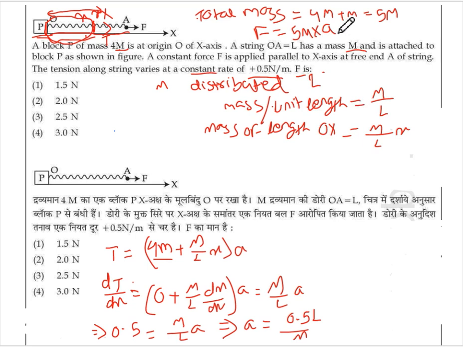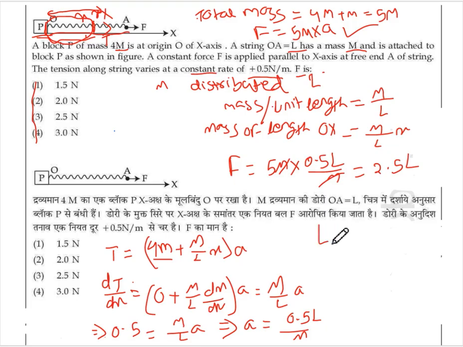Now we put this in the force formula. Force F equals 5m into, in place of acceleration, 0.5 L by m. The m gets cancelled, so it will become 2.5 L. Here the value of L is not given, so the answer will be in the form of L. If we take L equal to 1, the force will become 2.5 Newton, which is option C. Okay, so let's move to the next question. The Hindi part is also written below, so you can check.